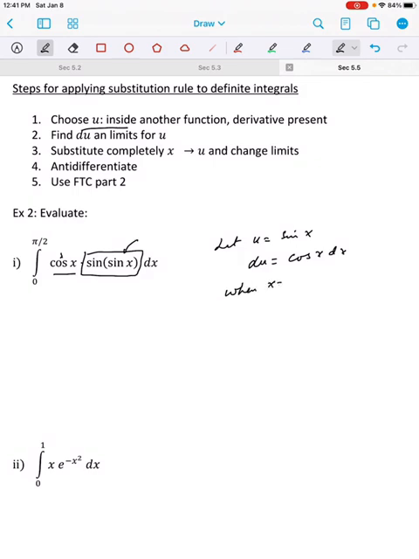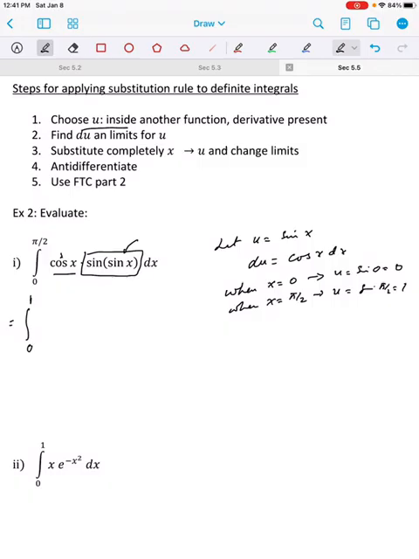And now when x is 0, this gives u is sine of 0, which is 0. And when x is pi over 2, this implies u is sine of pi over 2, which is 1. So now we come back here and do our substitution. So the lower limit stays 0, the upper limit becomes 1.